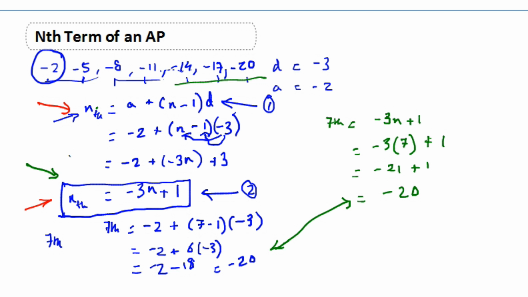But what if we need to find what the 30th term is? What will be the 30th term of this sequence? So okay, let's substitute back into the formula. So -3 times 30 plus 1, that's the formula, which is -90 plus 1, which is -89. So that should be the 30th term in the sequence, and if you have the time or the inclination, you can just go ahead and write the sequence for the next 30 terms, and you'll find that you arrive at -89. So that's how you find the nth term of an arithmetic progression.